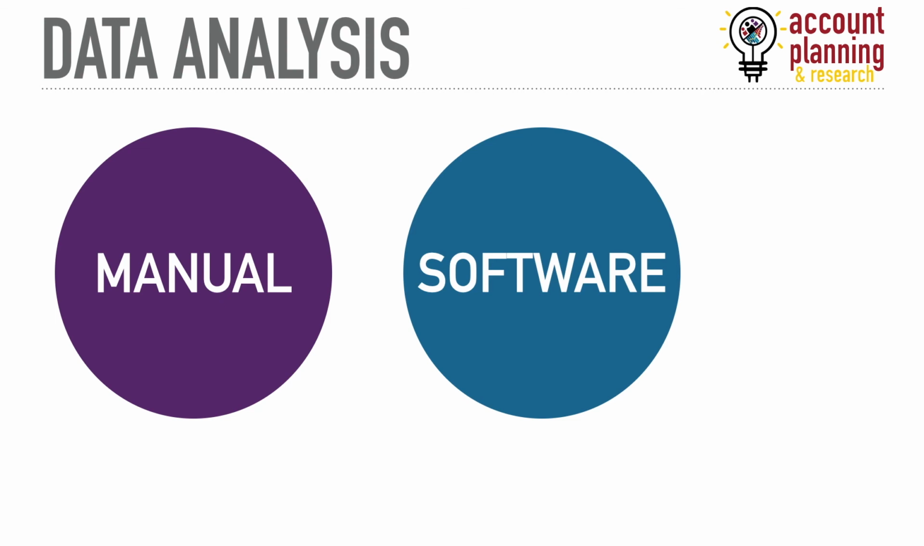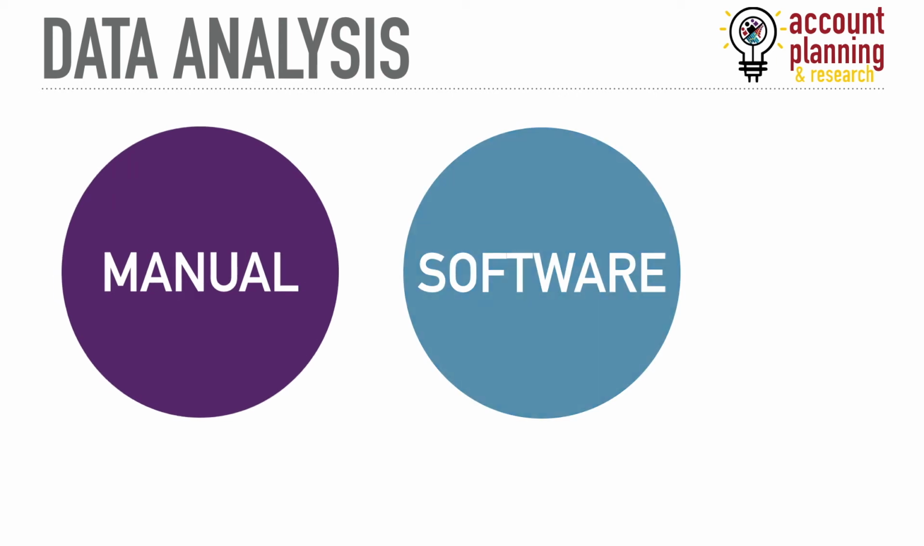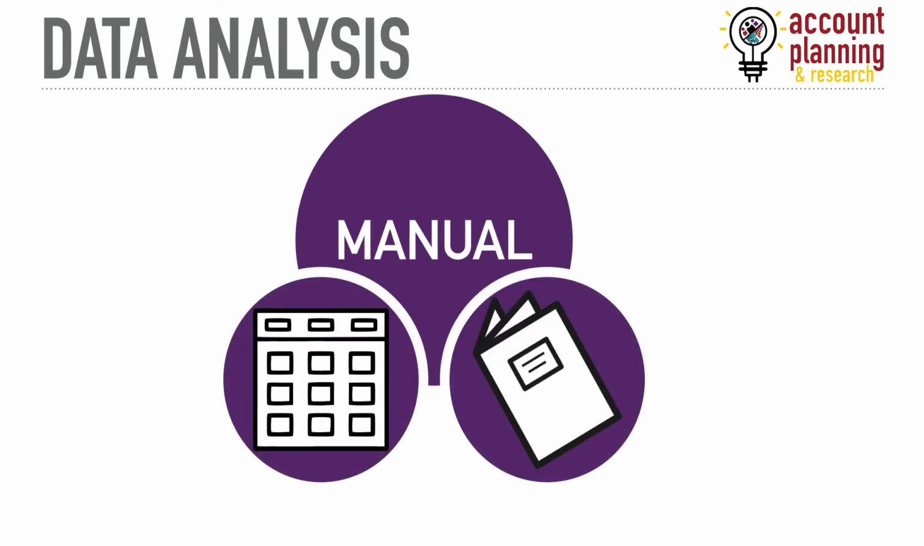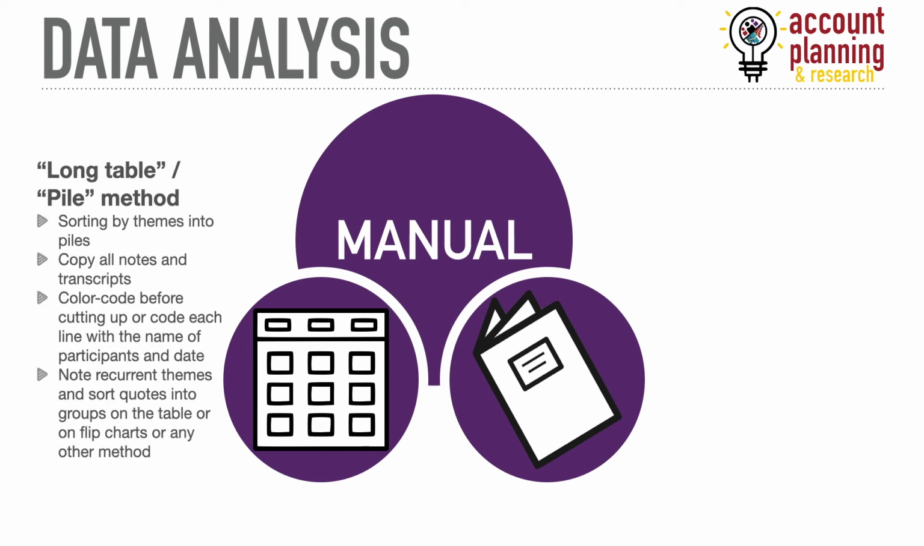Now, this whole process of coding and categorizing can be done with software, which hopefully you'll have access to once you're in your fancy future account planning jobs. But for now, we'll focus on manual data analysis. There are basically two primary ways to do this. First, there's the long table or pile method, where you start sorting themes and copying and pasting them into tables to organize examples of observable patterns. It's kind of like a big Excel sheet. You have all this transcript and you start copying and pasting and saying, okay, this quote belongs in this category and this observation or impression belongs in this category. Good old-fashioned sticky notes are a really great way to use this method.